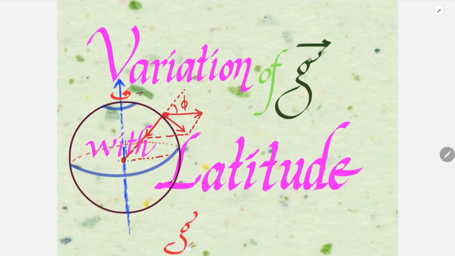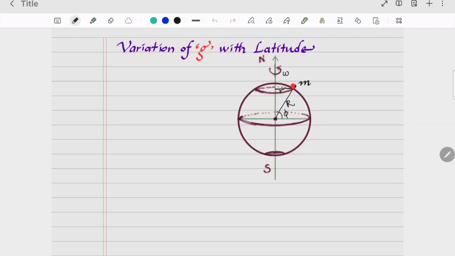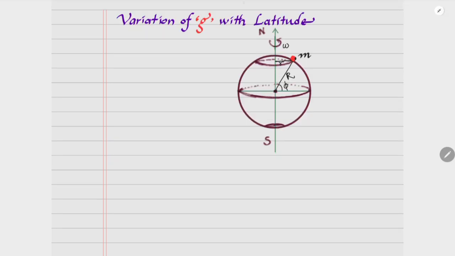Radius in of g with latitude. Observe the earth, its radius is capital R, and phi is the angle with the horizontal line, and small r is the perpendicular distance between the axis of rotation and the position P. Let us suppose the particle mass is m.